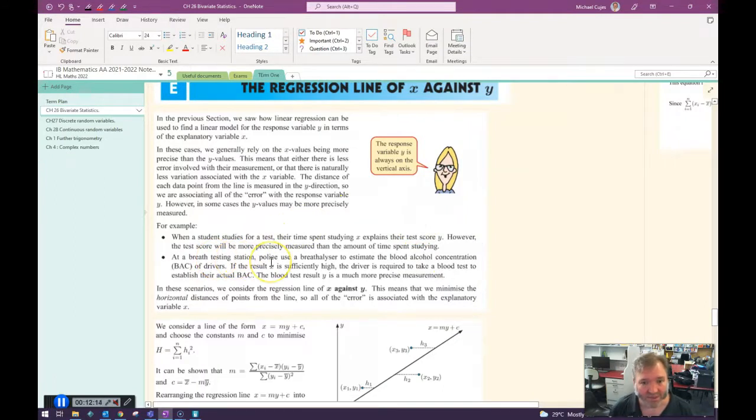Another example, breath testing. A lot of you are getting your licenses now. Some of us already out there drinking. Use a breathalyzer to estimate the blood alcohol concentration of drivers.